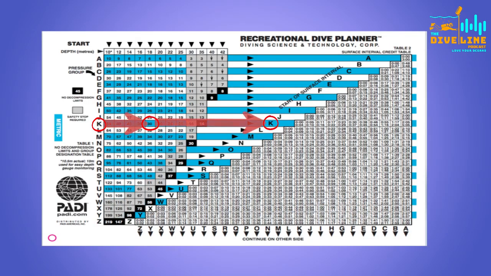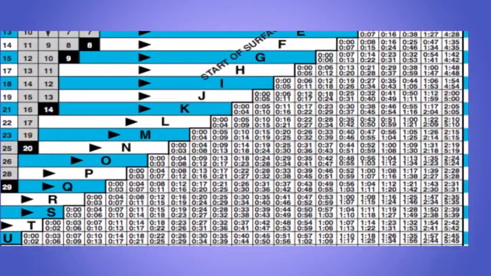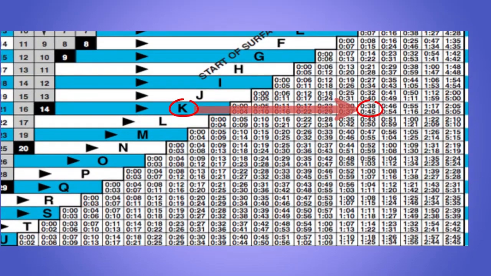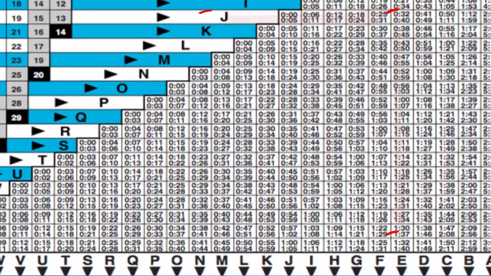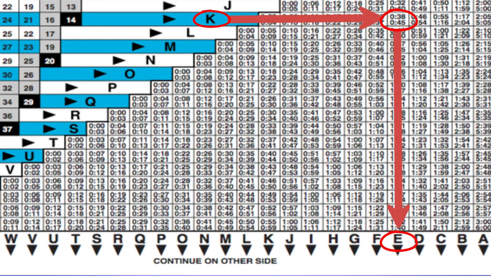Let's say we spent 45 minutes on our surface interval. This is the amount of time between the 2 dives, remember. So if you read along from left to right on that K line, you'll find 45 minutes and then read down. This will give you pressure group E. So this is still residual nitrogen that's in our system, but it is reduced from when we first got out.